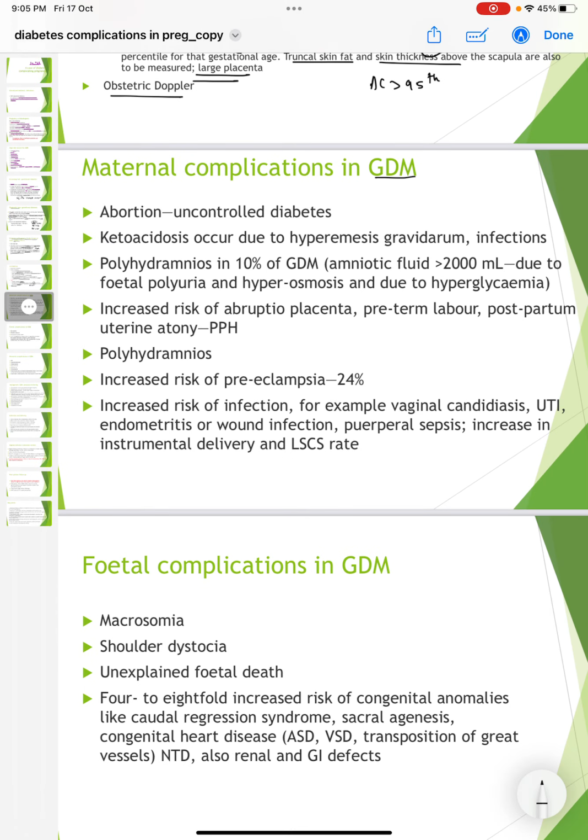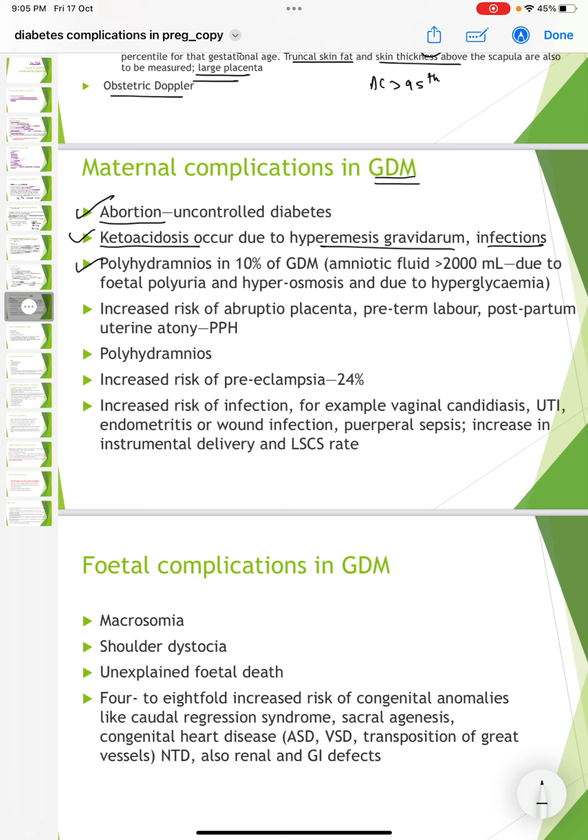So complications of GDM. In the first trimester it can lead to diabetic embryopathy and abortion. In the first trimester, hyperemesis gravidarum and infection can precipitate ketoacidosis. Then during the second trimester there can be increased risk of congenital anomalies.